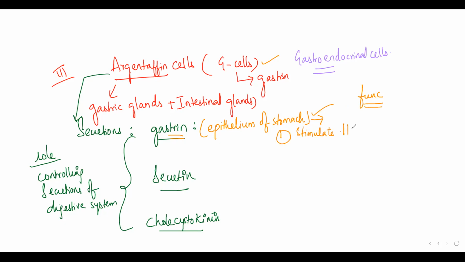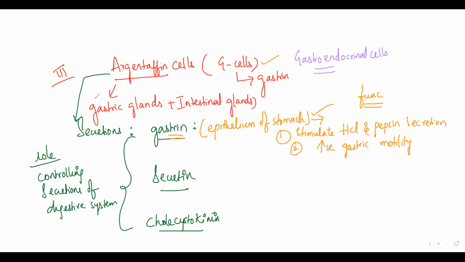Gastrin is going to stimulate the hydrochloric acid as well as the pepsin secretion. It is also going to increase the gastric motility, the movement, the churning. The muscularis layer is going to be increased by the gastrin.